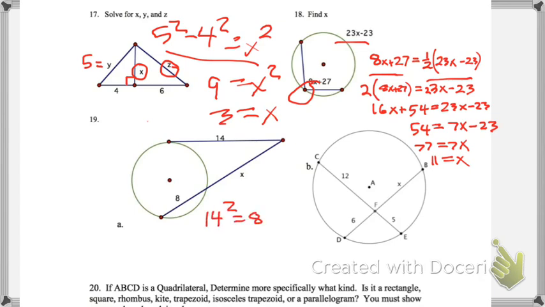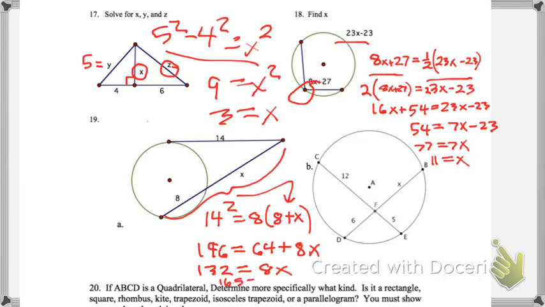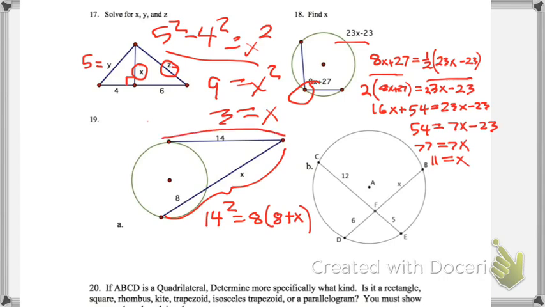Okay, so for number 19, if you take a look at this problem, let me back this up just a tad bit so you can see where I got all this stuff from. 14 squared is the whole length times the inner, that goes with this type of problem. So here, let me restate the whole theorem that goes with this. The inside piece times the whole length, so that'd be 8 times 8 plus x. That's what you're seeing right here. That's the inside times the whole length, equal to the inside times the whole length on the other side.